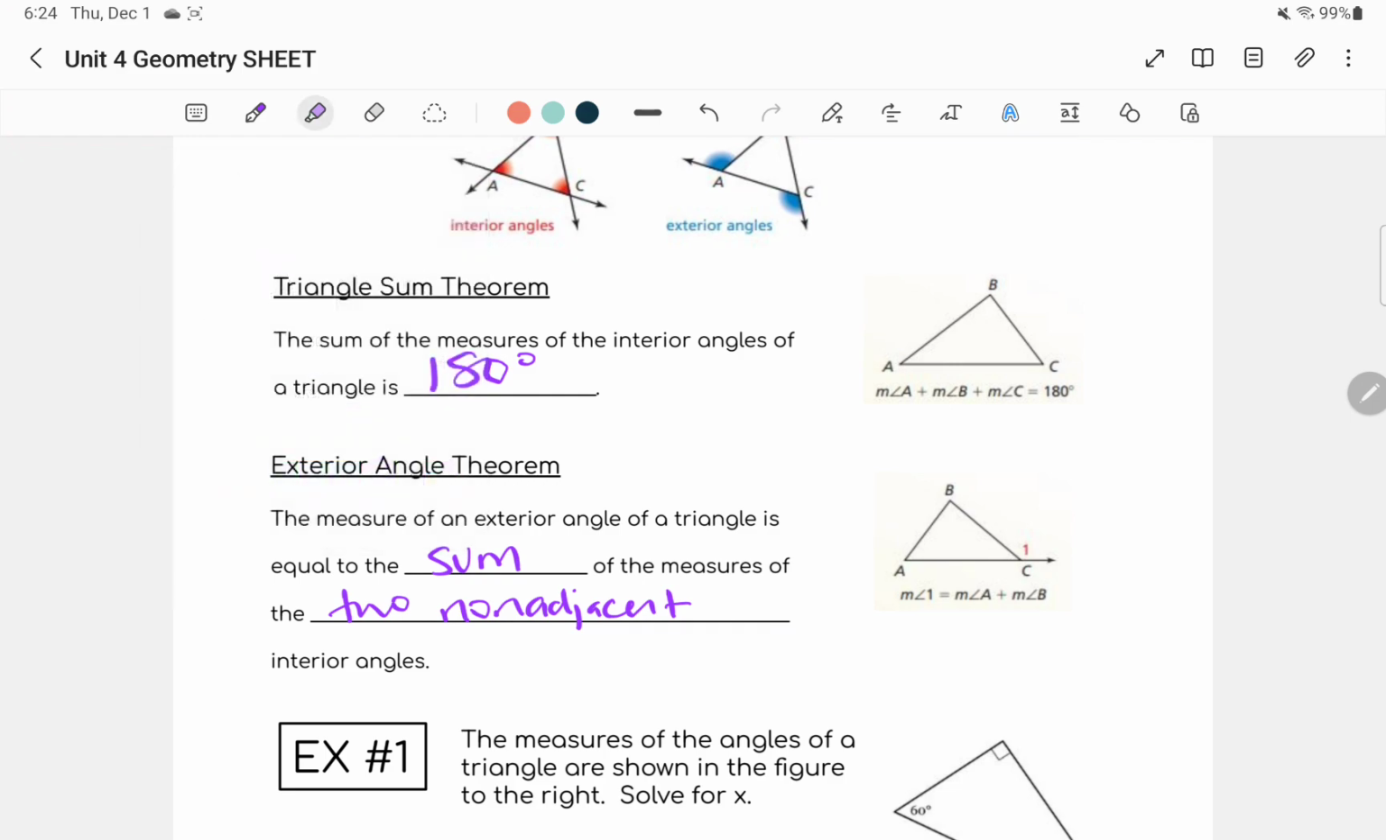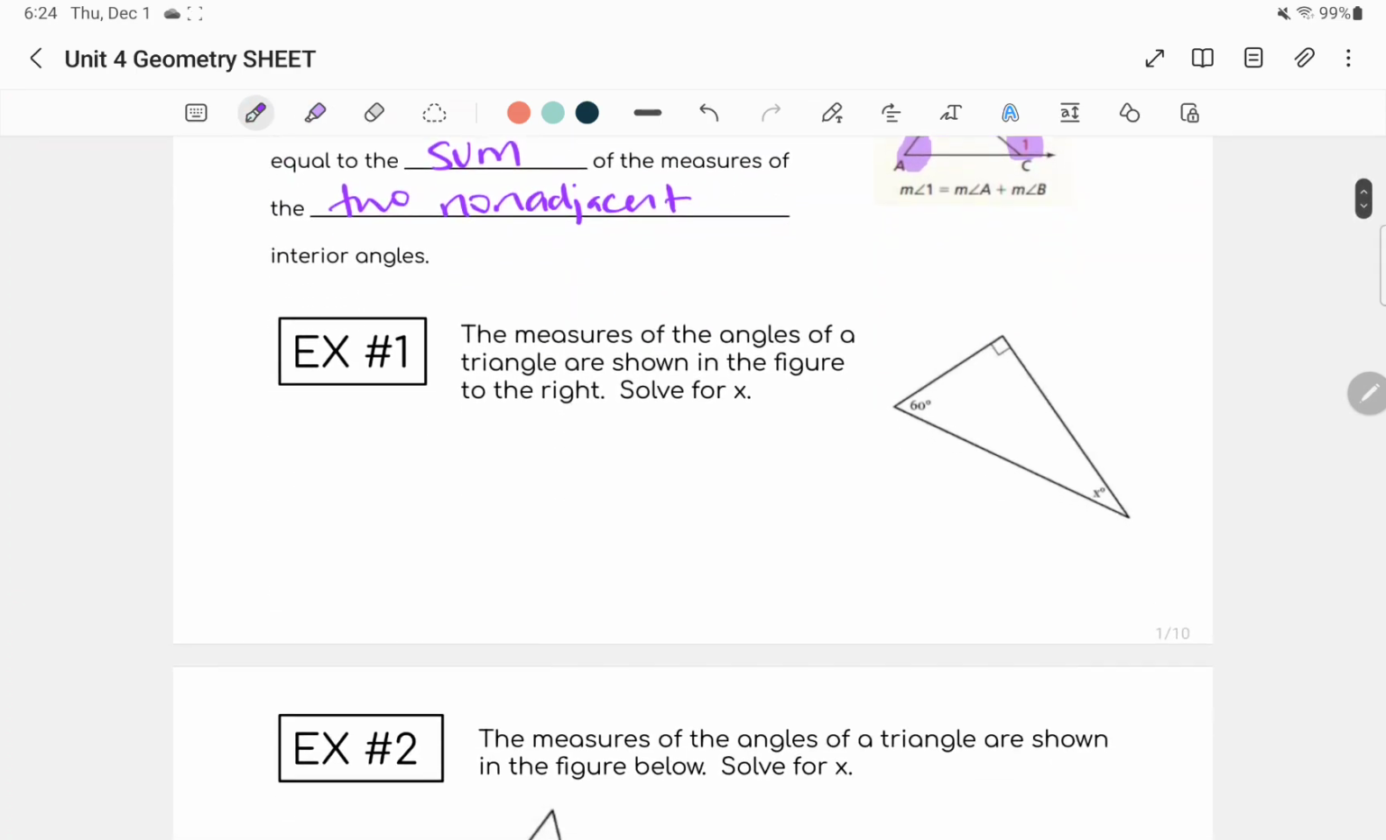The Triangle Sum Theorem is saying that this angle, this angle, and this angle are all equal to 180 degrees. And then the Exterior Angle Theorem is saying that this angle on the outside is equal to the sum, meaning I'm going to add these two non-adjacent angles together, and they equal each other. So let's go ahead and do some examples.